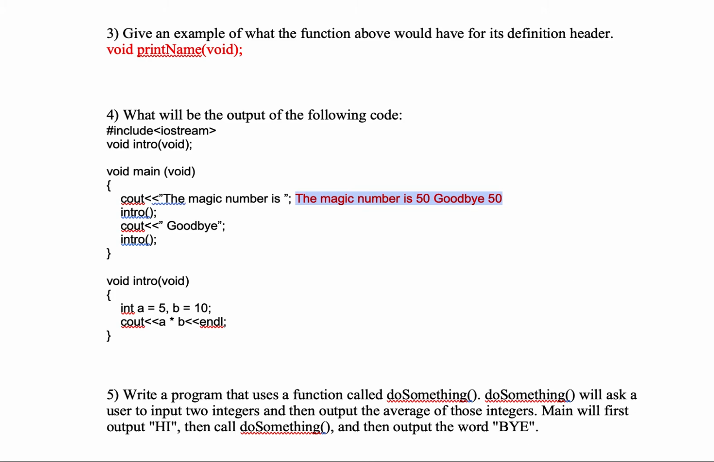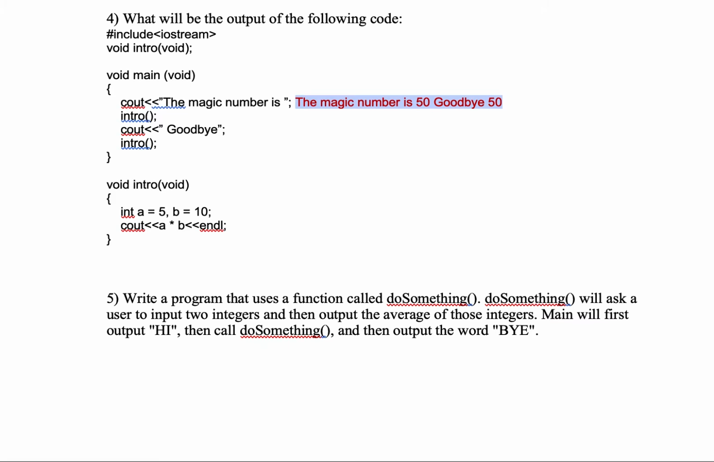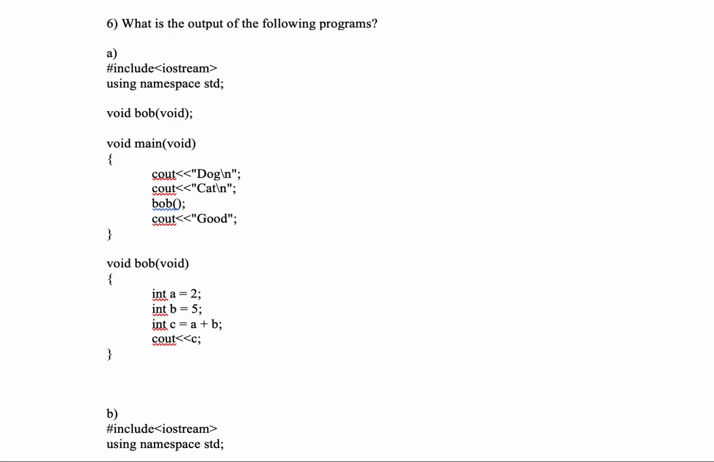All right, write a program that uses a function called do something. Do something will ask a user to input 2 integers and then output the average of those integers. Main's first going to output hi, then it's going to call do something, and then it's going to output the word bye. So here it is right here.